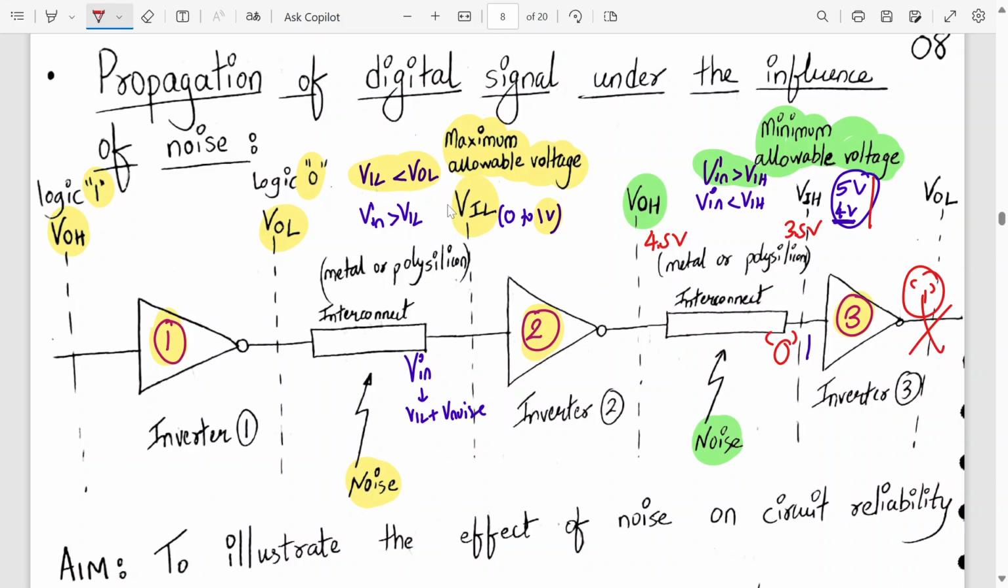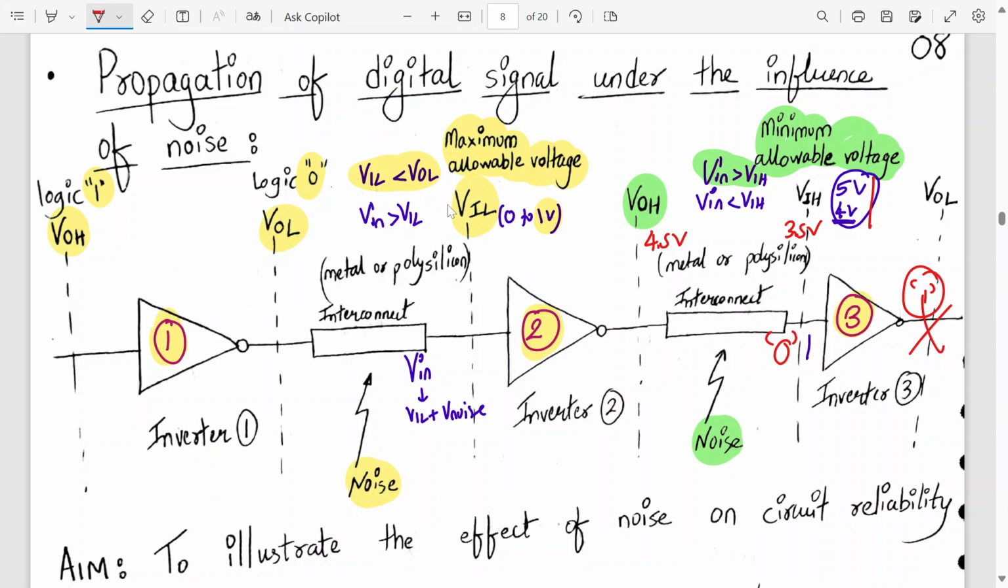So this is what will happen. So what is to be followed over here? These noise margin levels, these values or ranges should be higher. Okay? So this is the effect of noise on circuit reliability, or propagation of digital signal under the influence of noise. Yeah. Now is your doubt clear? So that's what is happening here. Look, this is the gap. The output has become 3.5, which is the input to this. So it's wrongly interpreted. Inverter number 3 will wrongly interpret it as logic 0. It should have been logic 1, but it's treating it as logic 0. So the output is wrong. So that is what happens.